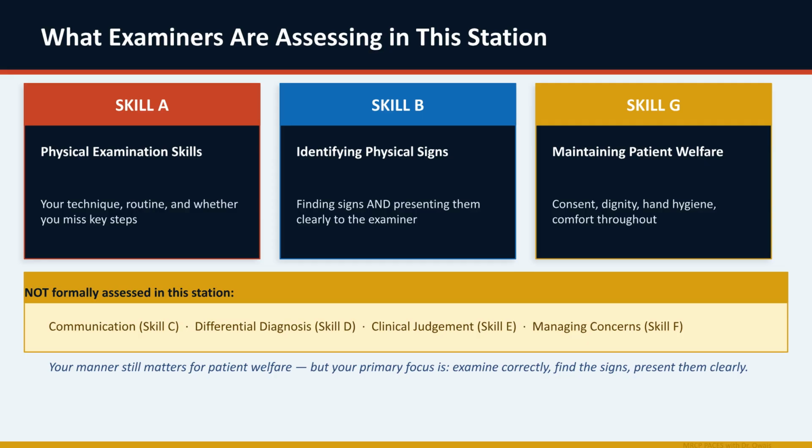In this station, examiners assess 3 key skills. Skill A focuses on physical examination technique and routine. Skill B looks at identifying signs and presenting them clearly. Skill G covers patient welfare, including consent, dignity, and comfort. Remember, your primary focus is to examine correctly, find the signs, and present them clearly.